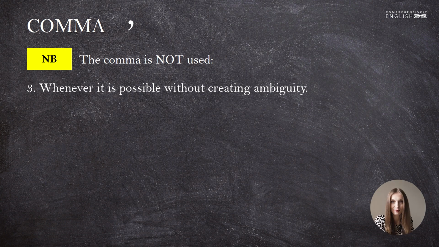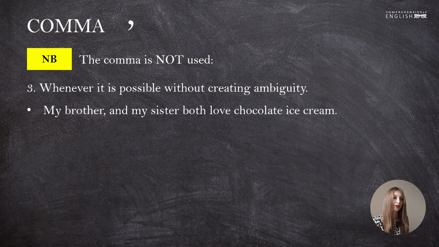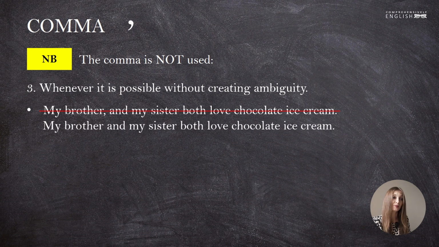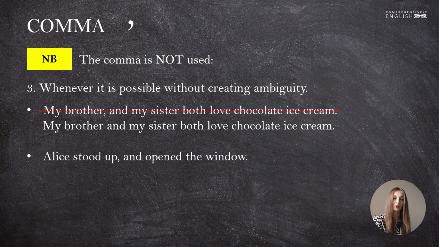Let's look at some examples of sentences where the comma is misused. My brother, and my sister both love chocolate ice cream. This sentence is incorrect. We should not put the comma before "and". My brother and my sister both love chocolate ice cream. That's it. Another example. Alice stood up, and opened the window. Why would we need the comma here? It should not be there. We should just say: Alice stood up and opened the window.